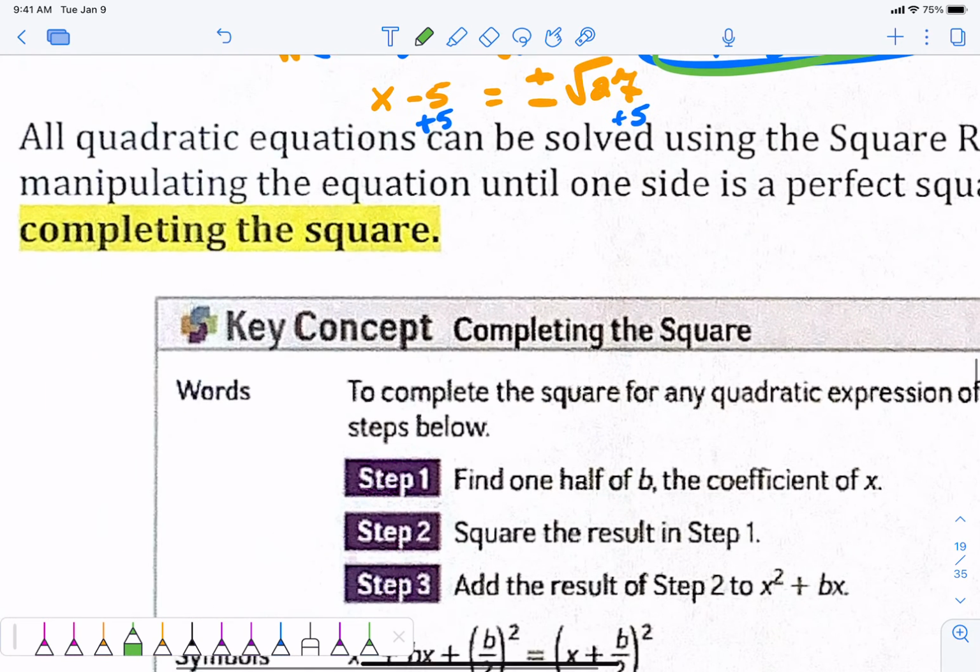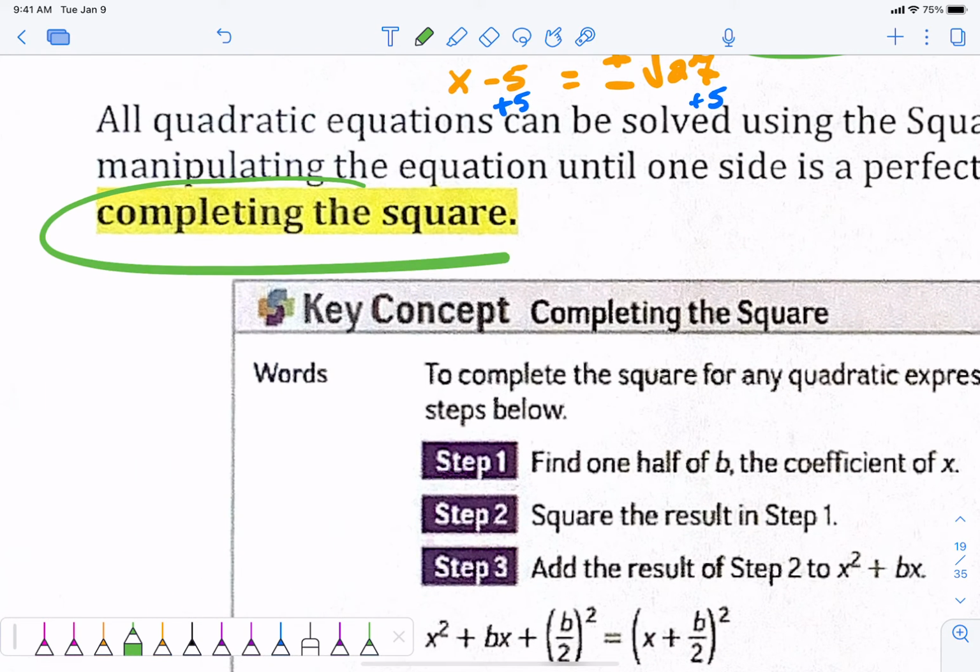All right, now we're going to do one more step. We're almost going to complete the square. Almost. So you don't want this to simplify at all.